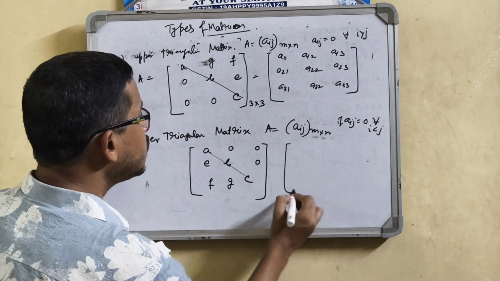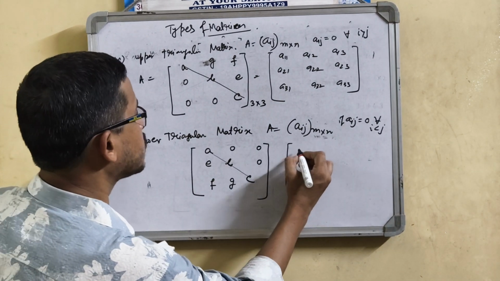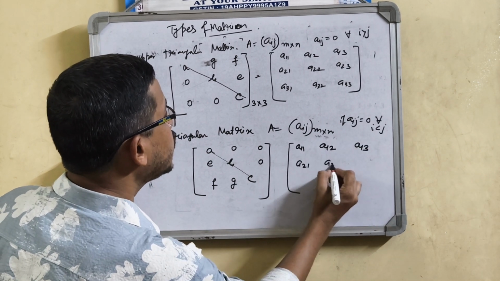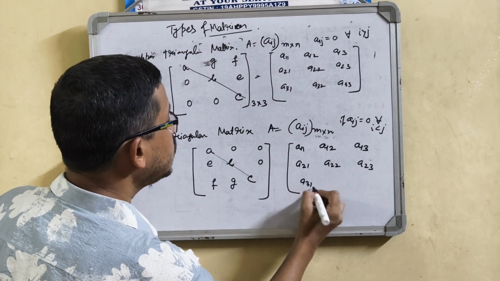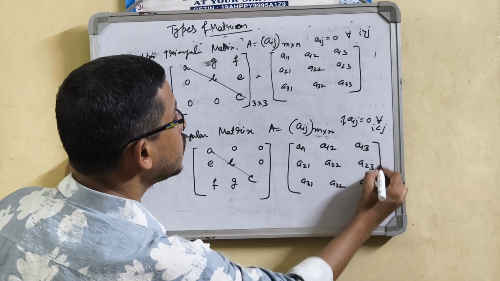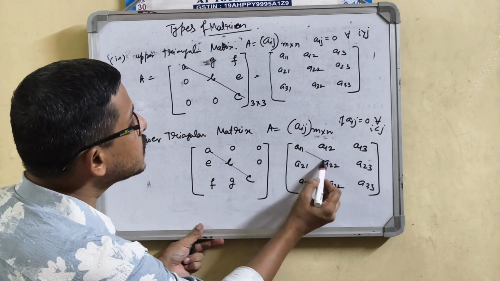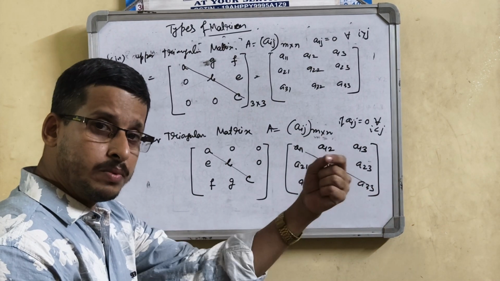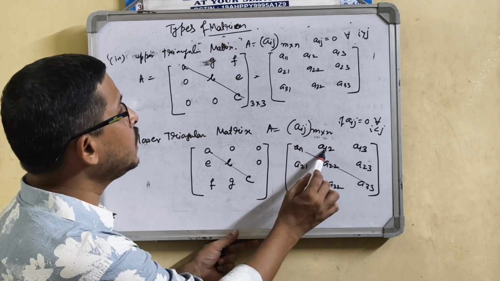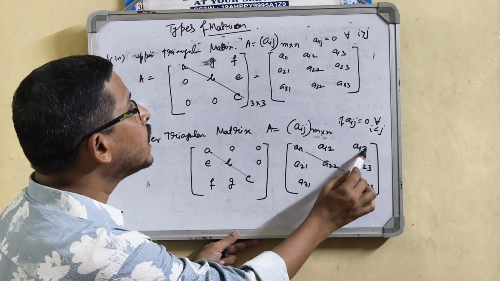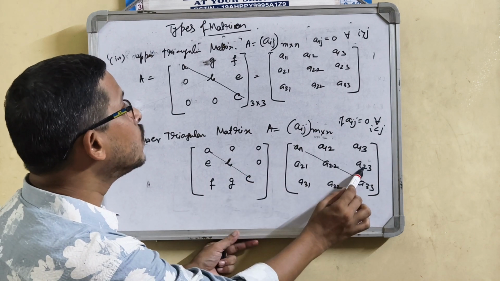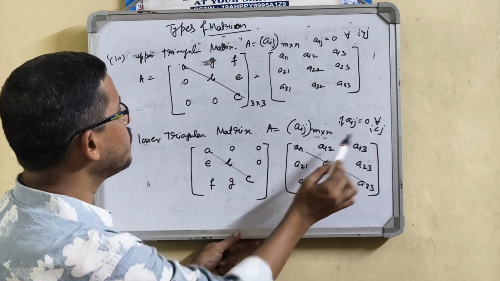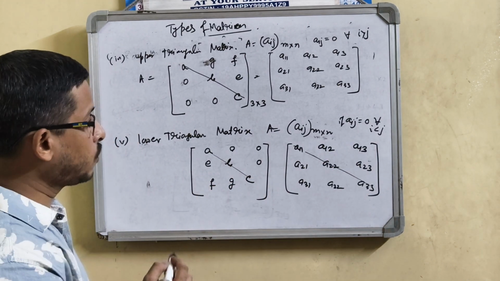Now if we compare the representation of the matrix with A11, A12, A13, A21, A22, A23, A31, A32 and A33, and consider this as the principal diagonal, then for all i less than j, the number of columns should be greater than the number of rows. So here 1 less than 2 gives 0, 1 less than 3 gives 0, and 2 less than 3 gives 0. All the members for i less than j should be equal to 0. This is the lower triangular matrix.